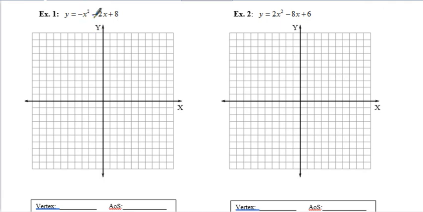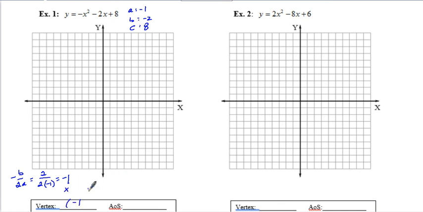y equals negative x squared minus 2x plus 8. I see that this is in standard form. I'm going to make a note to myself of what a, b, and c are. a is negative 1, b is negative 2, and c is 8. So to find my vertex, let's first find the x coordinate of my vertex. It's negative b over 2a, which for this one is negative negative 2, or positive 2, over 2 times negative 1. That comes out to be negative 1.